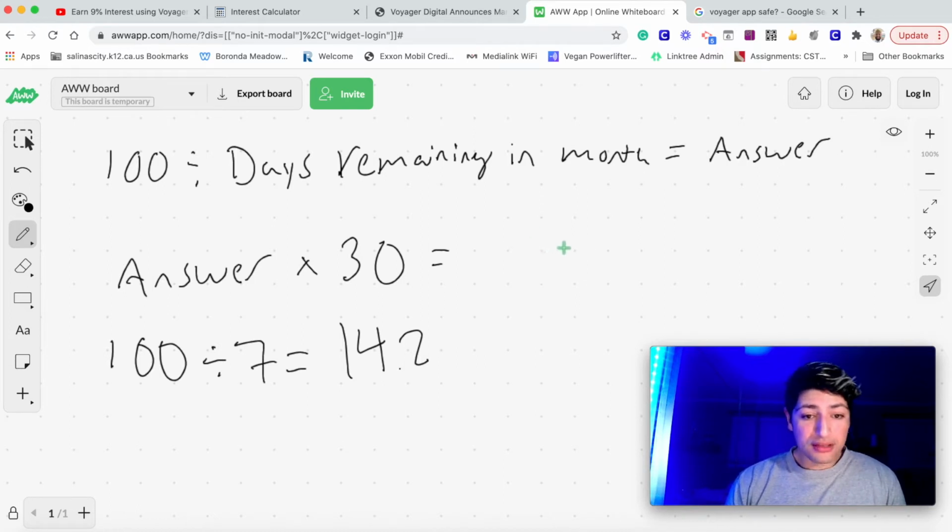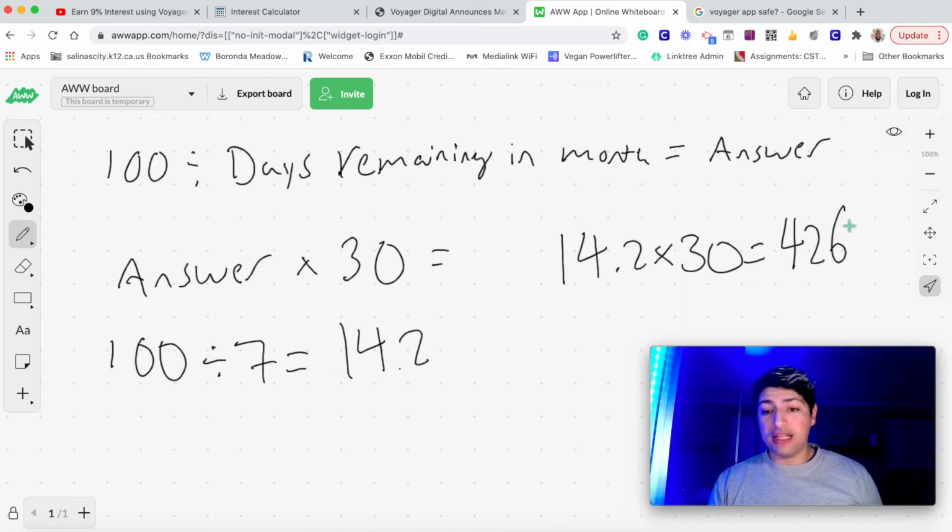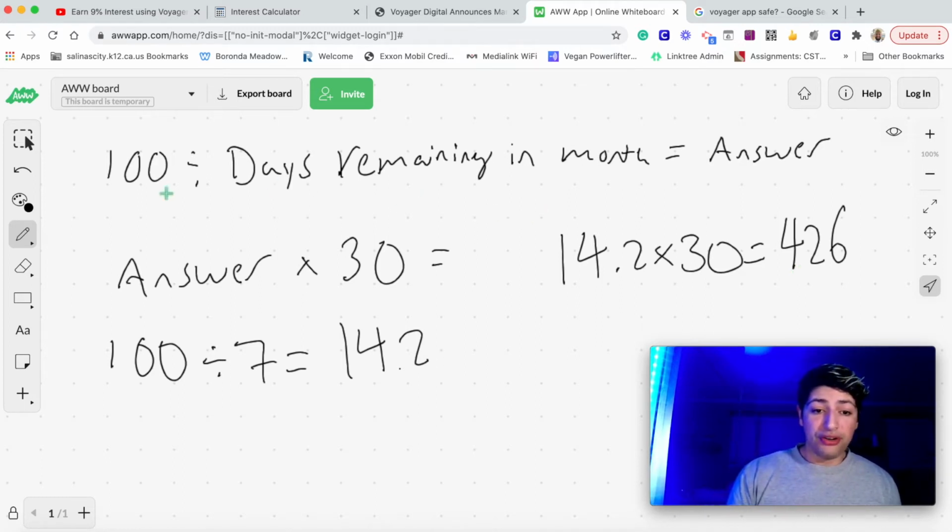So 14.2 times 30, and that's going to give us our answer. That gives us $426. That's the minimum $426 that I would need to be able to receive that interest the first month. So again, 100 divided by the days remaining in your month. If there are 5 days remaining, you would divide by 5, and then you would get that answer and multiply it by 30.